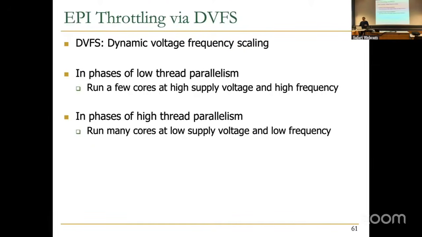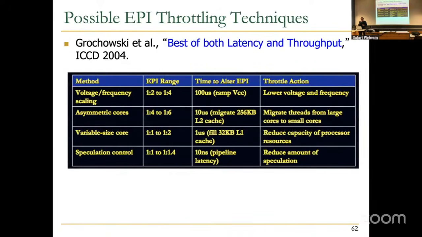This is not a comprehensive list, but this other paper, which is actually earlier and also from Intel, discusses other ways of modulating the EPI. One is voltage and frequency scaling. Clearly, when you do voltage and frequency scaling, you may increase or lower voltage and frequency. In this case, they basically say, lower voltage and frequency so that they get a lower EPI. This is, according to them, the EPI range, the range of energy per instruction that you would get, from 1 to 4. Take all of this with a grain of salt.